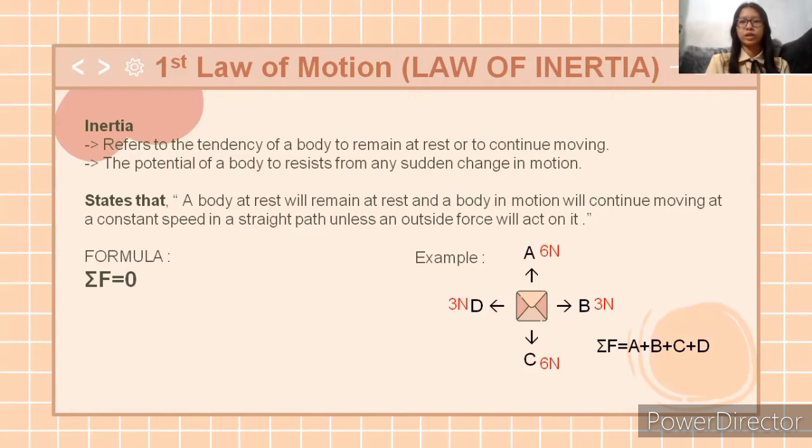Every force that is going up or right is positive, and every force that is going down or left is negative. So sigma F is equal to 6 plus 3 plus negative 6 plus negative 3. 6 plus negative 6 is 0, and 3 plus negative 3 is 0. So sigma F is equal to 0.